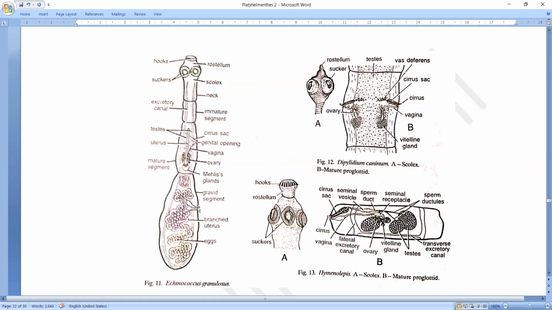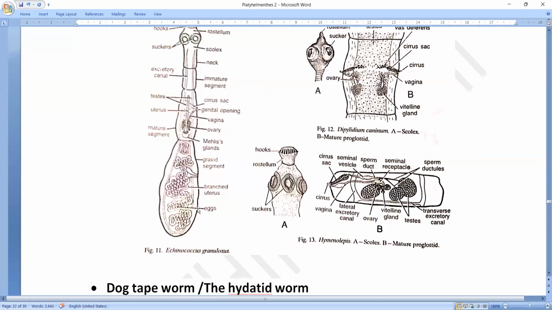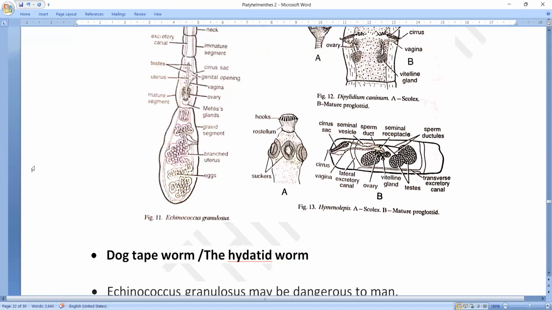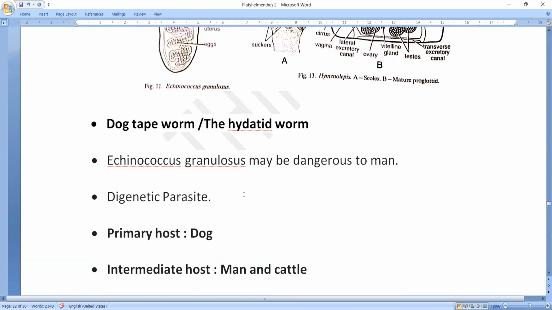This is also a hermaphroditic animal. Echinococcus granulosus is called the dog tapeworm or hydatid worm. Echinococcus granulosus may sometimes be dangerous to man.